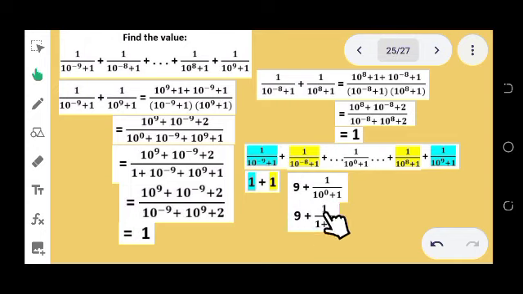Now this happens to be 9 plus 1 over 1 plus 1, and 1 over 1 plus 1 is one half. That is 0.5 plus 9. So the answer is 9.5. This is now your answer, and the problem is now solved.